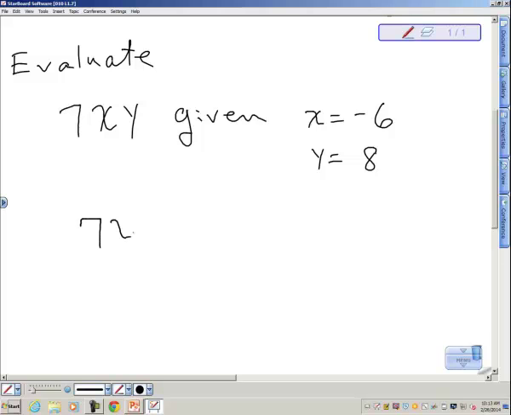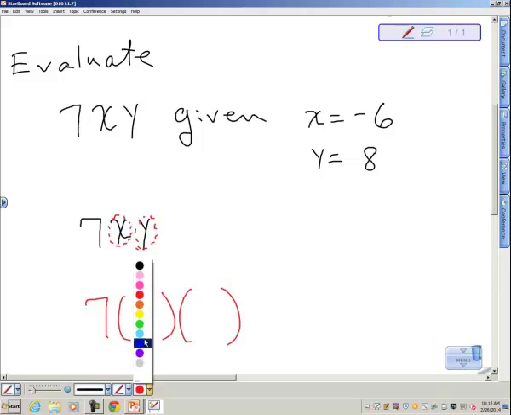So with this 7xy, you want to think of it like you're cutting out the x and you put parentheses, and you cut out the y and you put parentheses. So this will be 7, parentheses where the x was, parentheses where the y was. So this is 7 times x times y. So this will be 7 times whatever we put in there for it. You have to pay particular attention that the x is negative 6. That negative 6 goes in where the x is. And then the y is going to be 8.